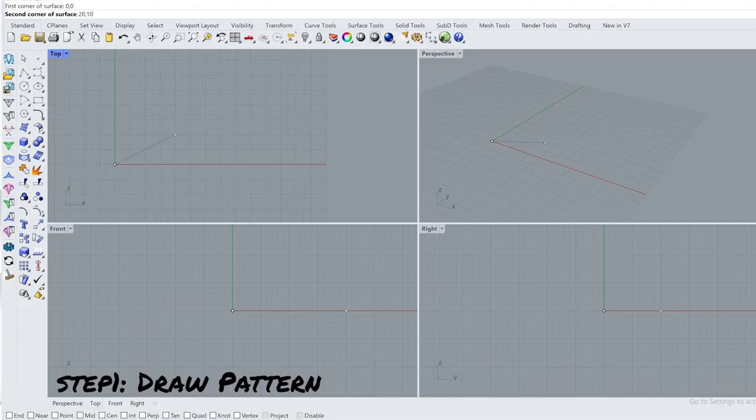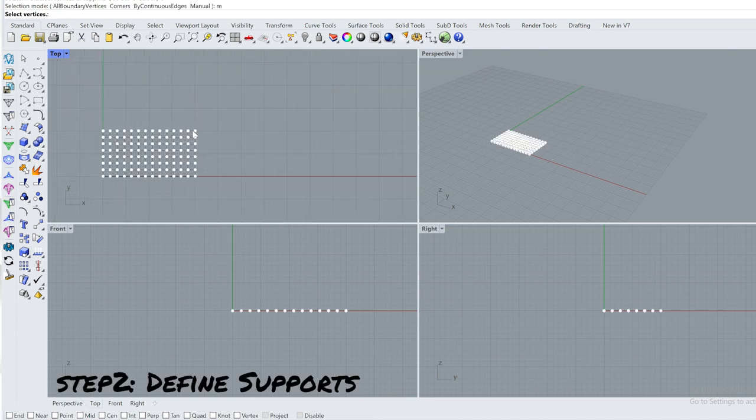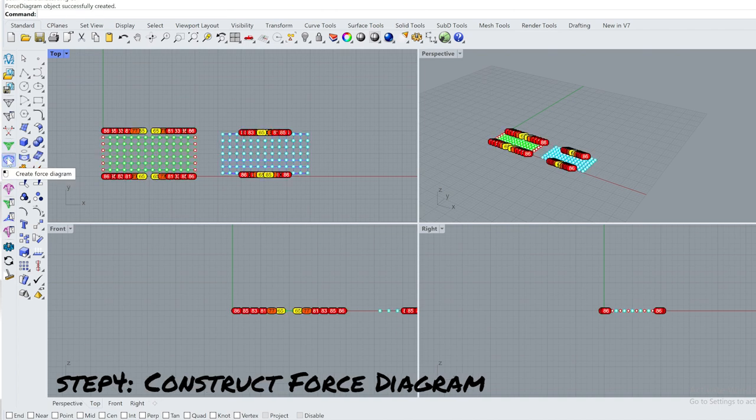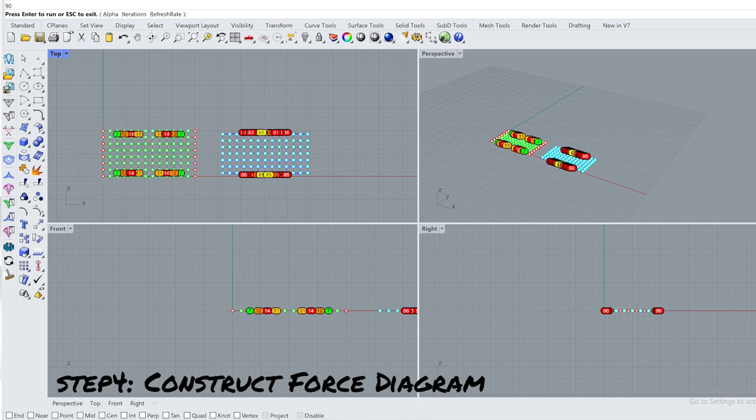Draw the pattern or concept of your structure that represents the horizontal projection of the eventual shell structure. Here, I want a structure with a plan area of 20 meters by 10 meters. Define the boundary conditions, which are the fixed points in the structure at which the external reactions will be present. After that, the horizontal projection can be turned into the form diagram. We can then construct the dual force diagram. At this stage, the force diagram is not yet correct, so we will use an iterative solver to achieve convergence that eventually reflects the correct force diagram.